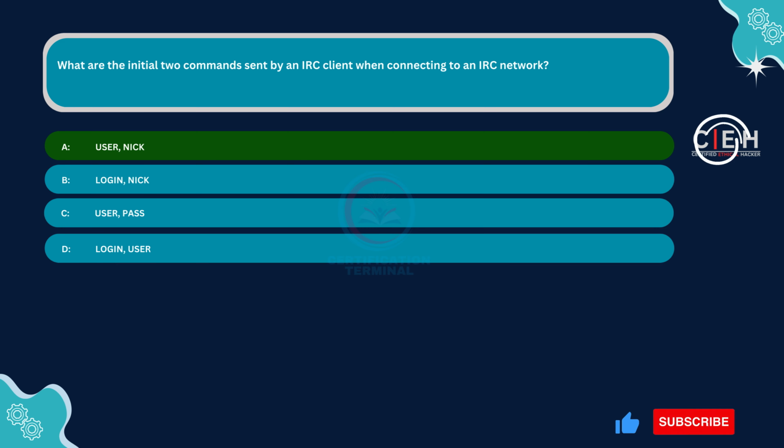When connecting to an IRC network, the initial two commands sent by an IRC client are typically user and NICK. The user command specifies the username and hostname of the client, while the NICK command sets the nickname that the client will use on the network. These commands are essential for identifying and authenticating the client on the IRC network.